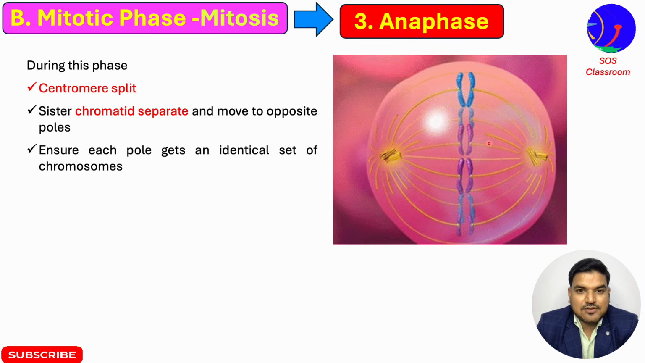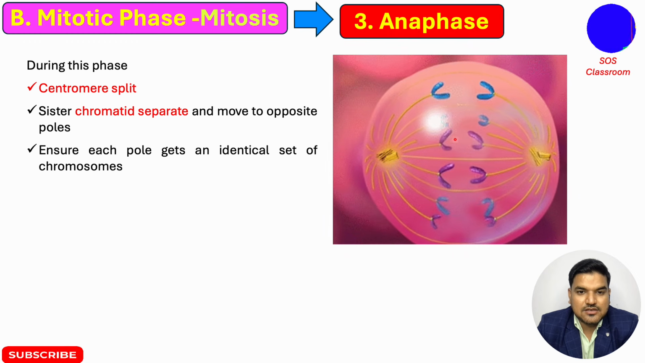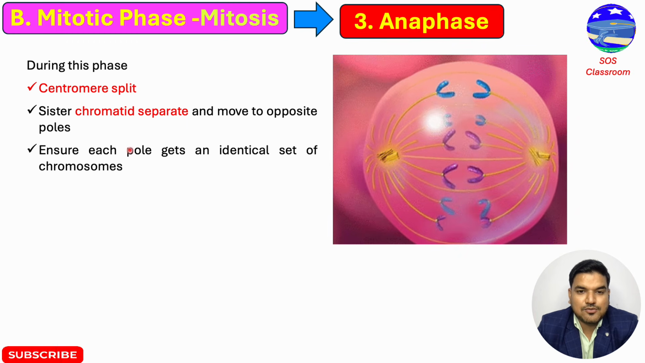You can see the animation. What will happen in the anaphase? Anaphase means separation of the sister chromatids. You can see the separation and movement to opposite directions. So first of all, the centromere is split. You can see the centromere is split and the sister chromatids separate and move to the opposite poles.